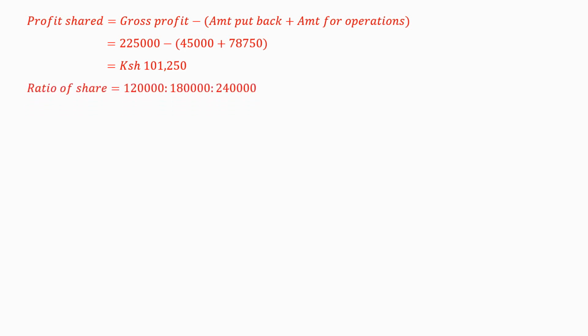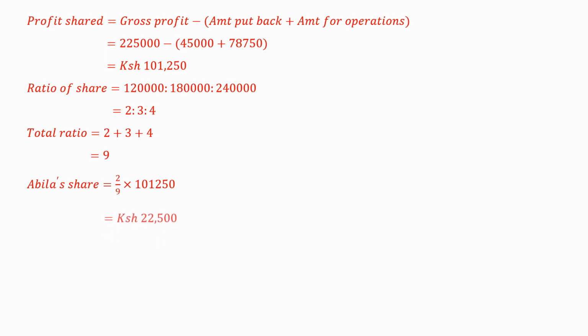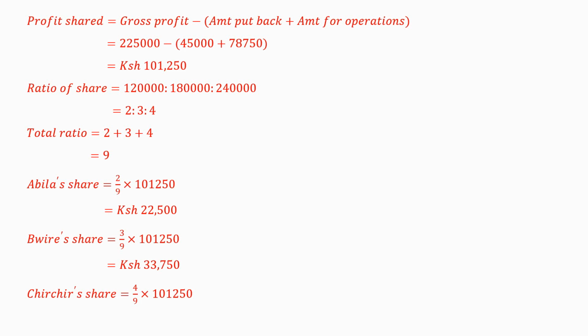Then the ratio of their sharing was 120,000, 180,000, and 240,000 respectively, which can be simplified to 2 to 3 to 4. And the total ratio is 2 plus 3 plus 4, which is equal to 9. Therefore, the contribution of Abila was 2/9 times 101,250, which is equal to 22,500. That was the amount that Abila got. Bwire got 3/9 times 101,250, which is equal to 33,750. And Chirchir got 4/9 times 101,250, which is equal to 45,000. So that was their respective shares that they got after putting back the profit and putting aside some money for operations.